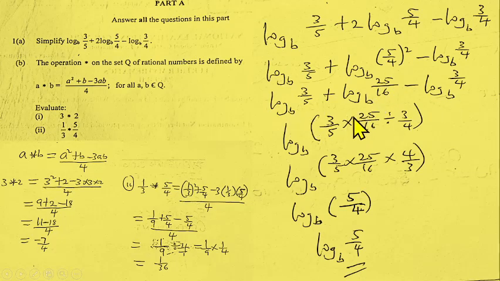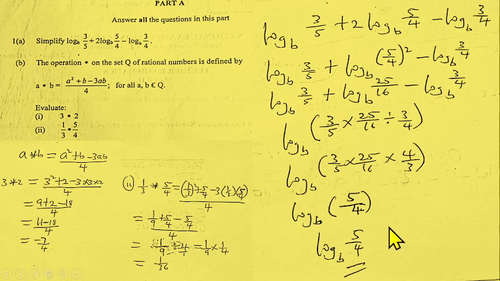Then from there we can apply the law of logarithm here also. We know that addition will change to multiplication and minus will change to division. So that means you have log 3 over 5 times 25 over 16 divided by 3 over 4 base b. And we can change this division to times, so that will be 4 go up, 3 comes down. From there we have this.